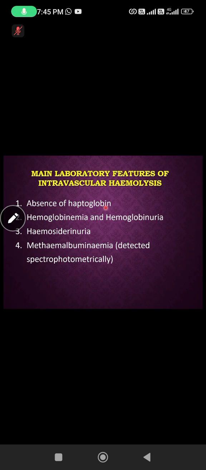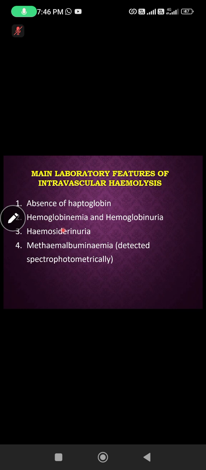Hemoglobinemia and hemoglobinuria. Hemoglobinemia is the presence of free hemoglobin in the plasma. You can identify that by doing biochemical tests as well as physically using a hand spectroscope. Hemoglobinuria is the presence of hemoglobin in urine. It is indicative of intravascular hemolysis. So there is obvious color change in urine. Hemosiderinuria is a sequel to the presence of hemoglobin in urine.